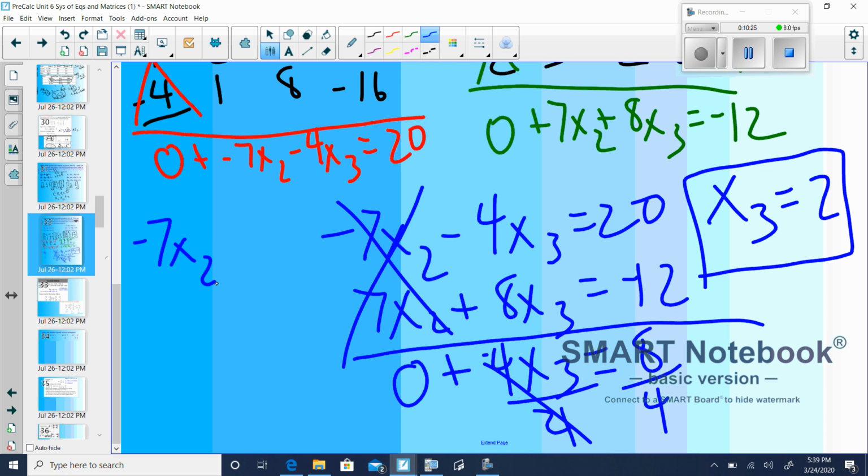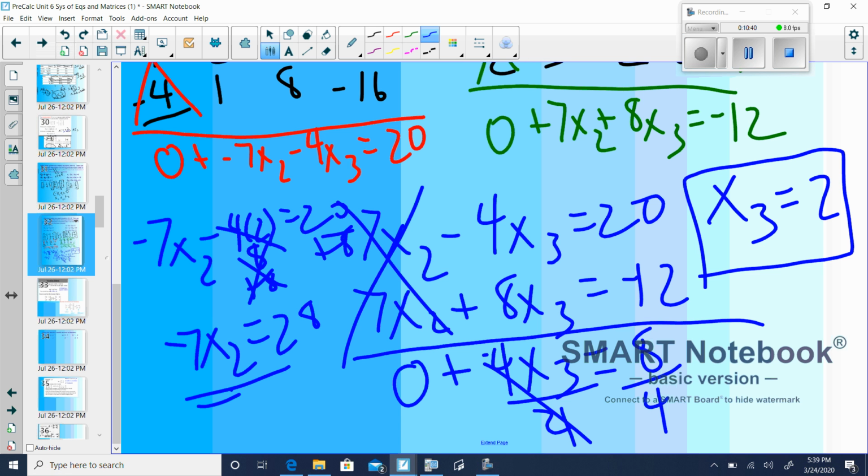All right, we substitute that back in here. So negative 7x sub 2 minus 4 times 2, so minus 8. So that means we're going to add 8 to both sides. Negative 7x sub 2 equals 28. We're going to divide both sides by negative 7. X sub 2 is negative 4.